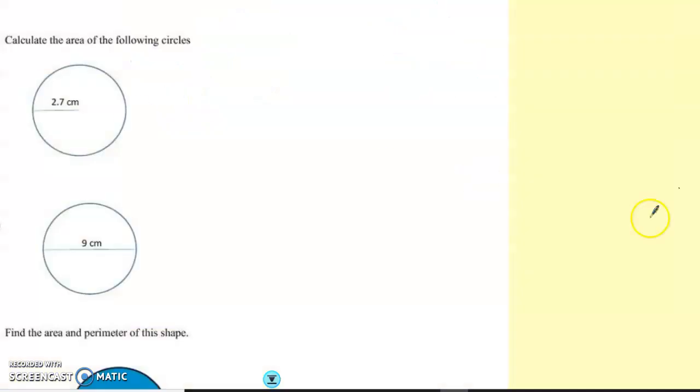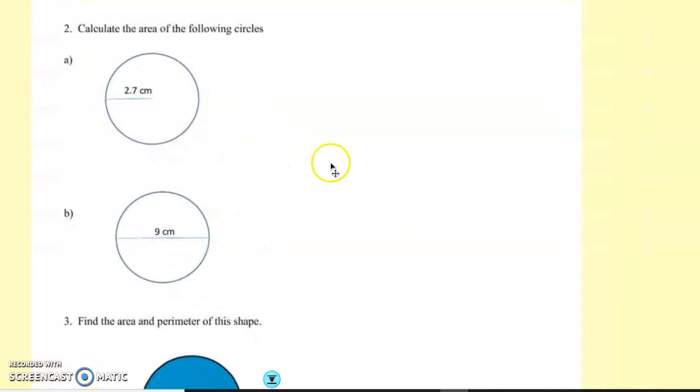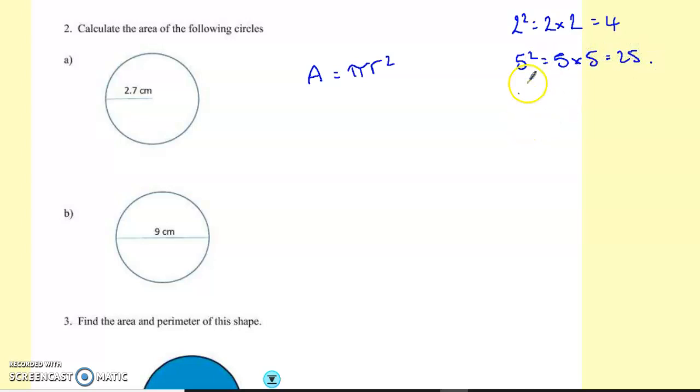Right, there we go. Area of a circle has the formula A equals pi r squared. A wee reminder, if you're squaring something, you're timesing it by itself. For example, 2 squared means 2 times 2, which is 4. 5 squared means 5 times 5, which would be 25, and so on.